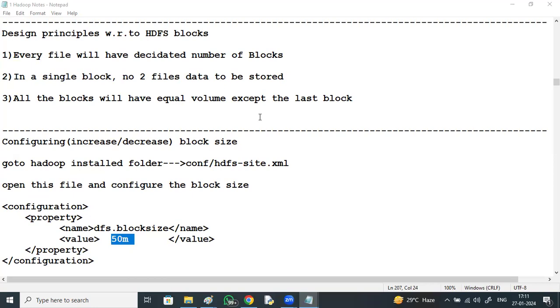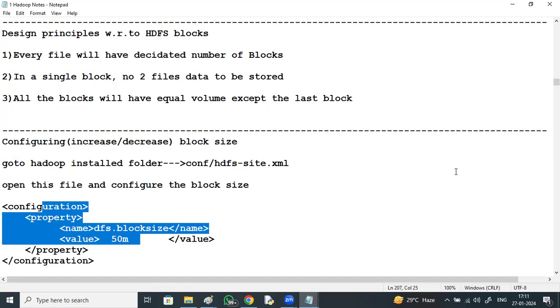So in Hadoop, data is stored in the form of files. The files are again subdivided into smaller parts called blocks. The default block size is 128 MB or 64 MB. But if you want to configure your own block size, you can just set this property and set it.